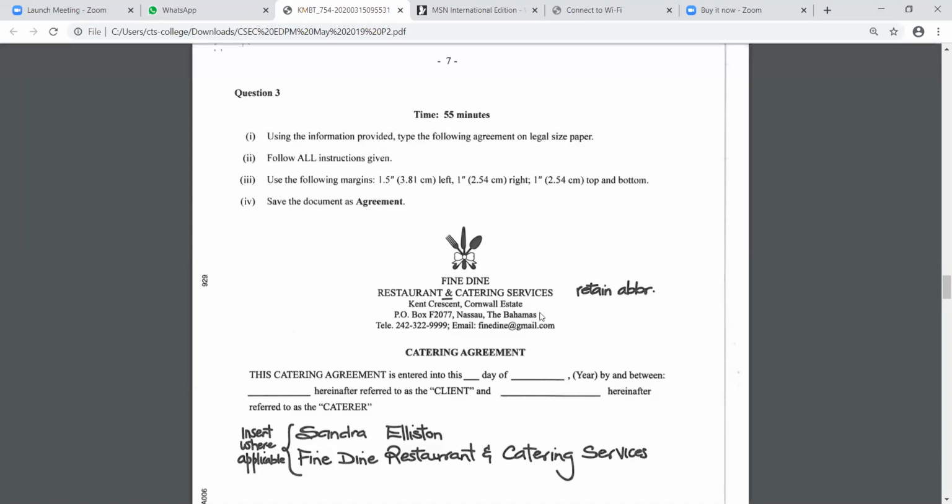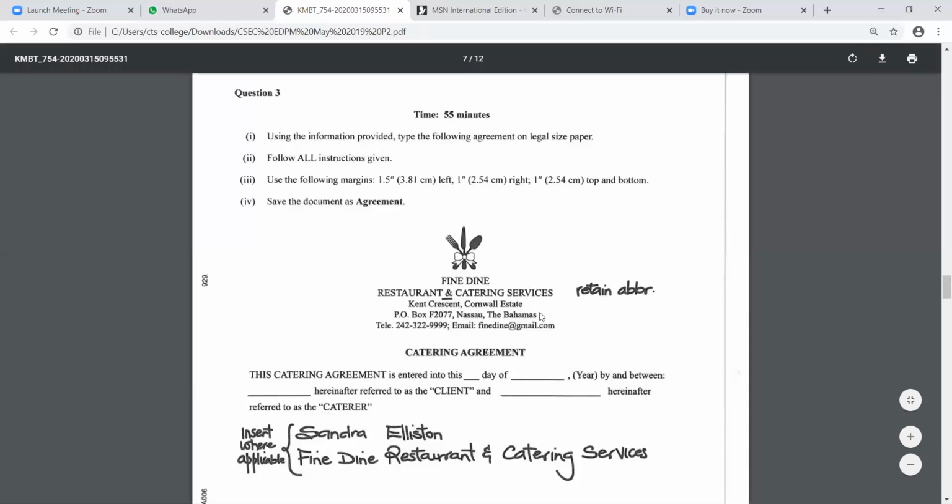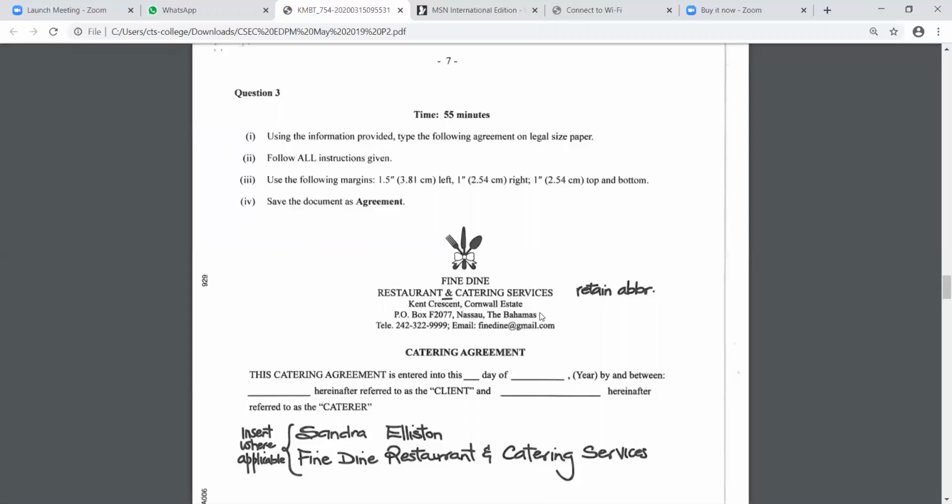Do you all understand that? Sandra is the client and Fine Dine is the caterer. Is everybody okay with that? In both instances, you have to underline both pieces of information on the document in Word. Got that? We okay with this top part? Everybody understands? Can somebody scroll down for me, whoever has access?